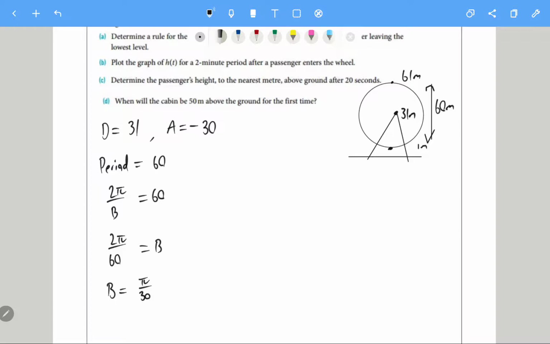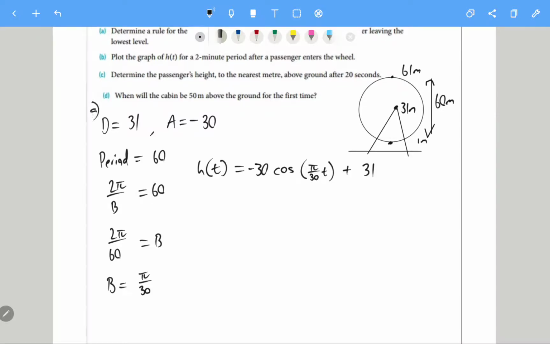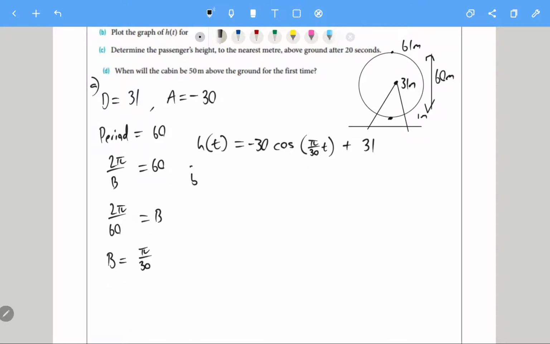Now, the other thing is that because it is starting in a valley, not in the middle, that means it's going to be a cosine function. So h of t is going to be a cos function, and in particular, it's going to have an a value of negative 30. It's going to have a b value of pi on 30 t, and it's going to have a d value of 31. And there's my function for part A, h of t. Alrighty, for part B we just need to do a little sketch. So let's do that.